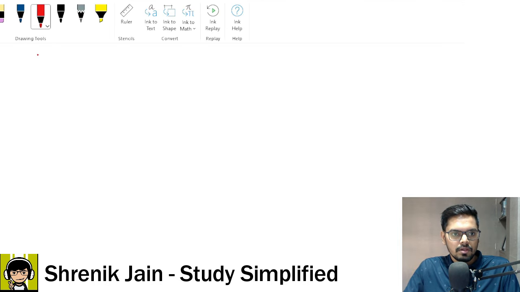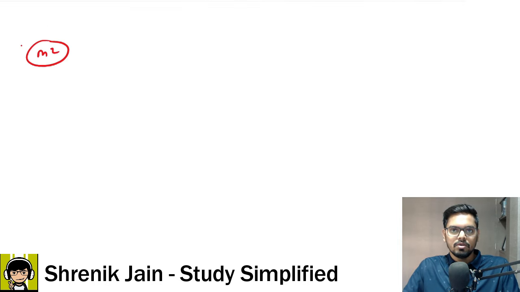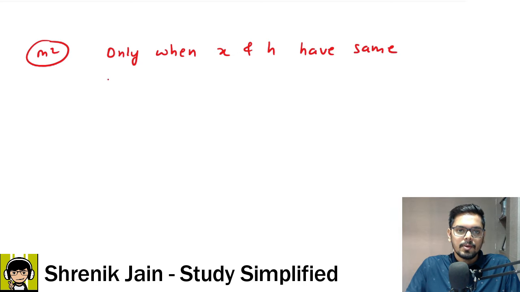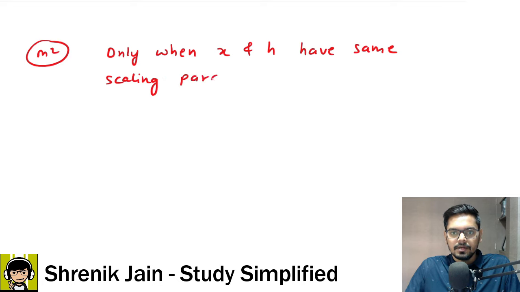How can I solve this question in seconds? Because this is a round 1 question. Remember, the trick works only when X and H have the same scaling parameters. Now, what is that trick?